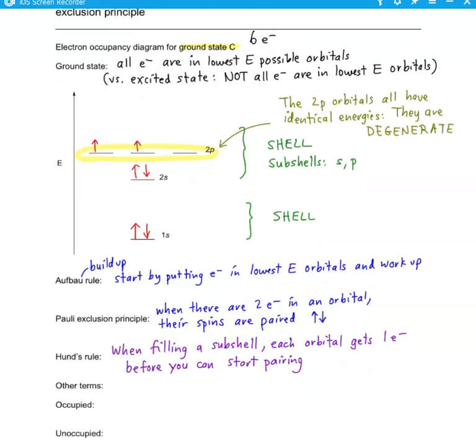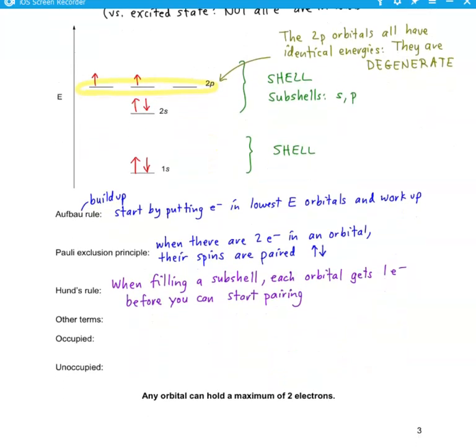Okay, some other terminology that we're going to be using throughout the course. When we refer to an orbital as being occupied, that means it has 1 or 2 electrons in it. So an orbital is occupied if it has 1 or 2 electrons. An unoccupied orbital has no electrons. It's empty.